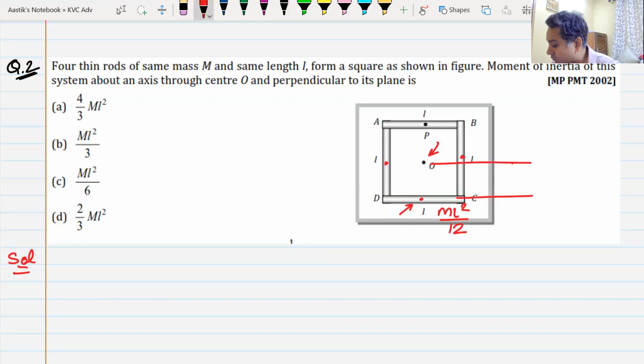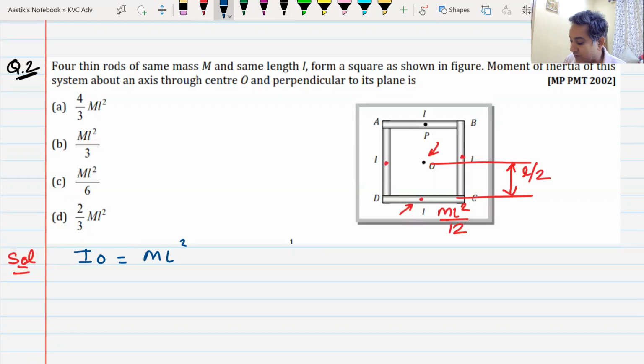This much is L by 2. Yes, sir. So m L square by 12. Moment of inertia about the central axis O will be m L square by 12 plus m into (L by 2) whole square. You don't have to do it because you have already done it for the rod about the end. And you will end up with m L square by 3.